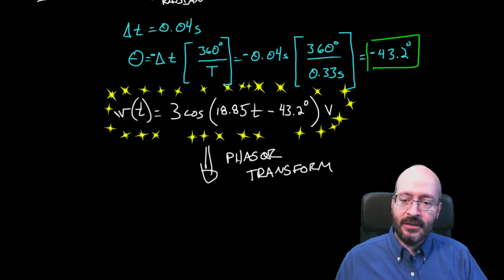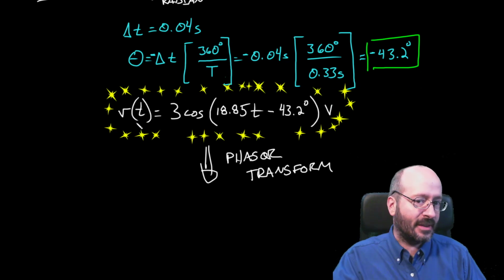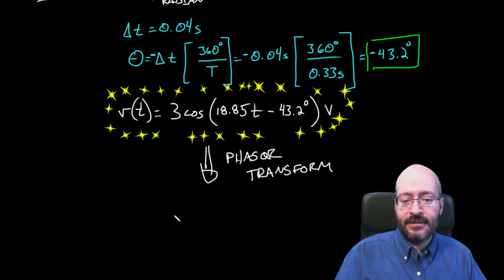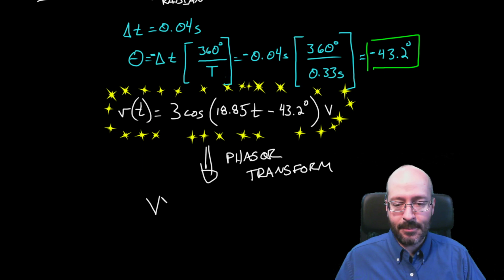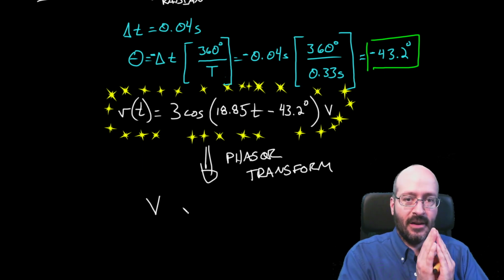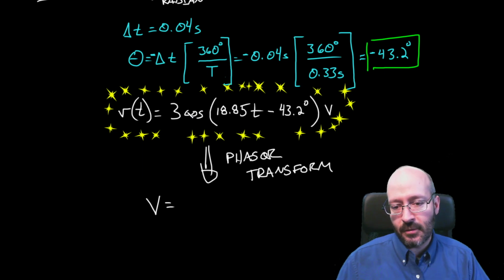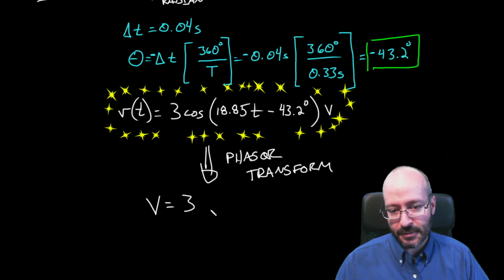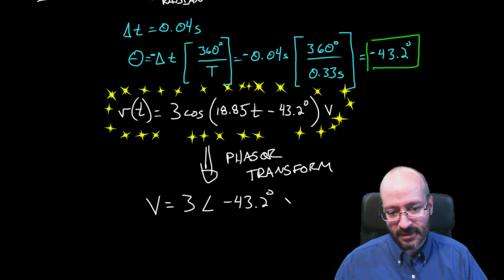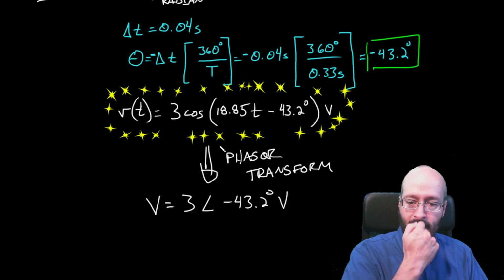Now this is lowercase v because it's time variant. When we move to the phasor domain, it's going to be capital V because it's going to be a fixed complex number. In order to perform the phasor transform, we move the 3 down and we move the angle down, negative 43.2 degrees, and that's in volts, right? Because the unit stays with the magnitude.